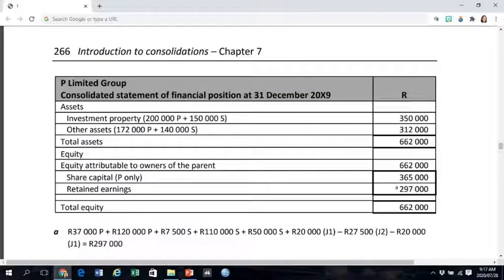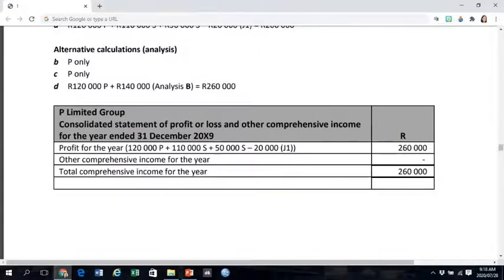In the consolidated statement of financial position at 31 December 20x9, I want you to see that the investment property of the subsidiary is added at 150,000 Rand and it's not changed for group statement purposes, as that's the correct value. In the consolidated statement of profit or loss and other comprehensive income for the year ended 20x9, the effect is a change to the profit of the group with this 20,000 Rand.